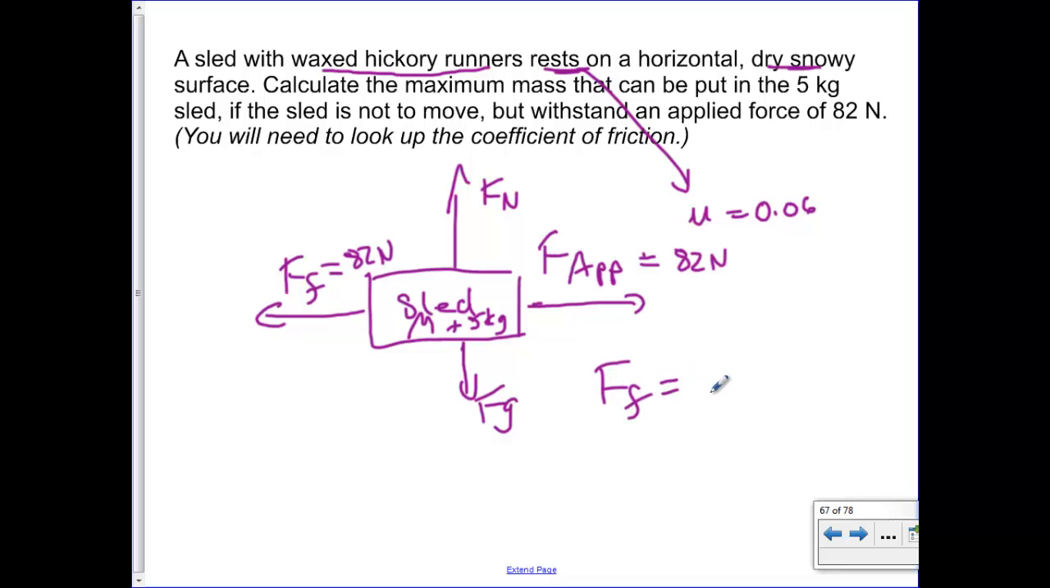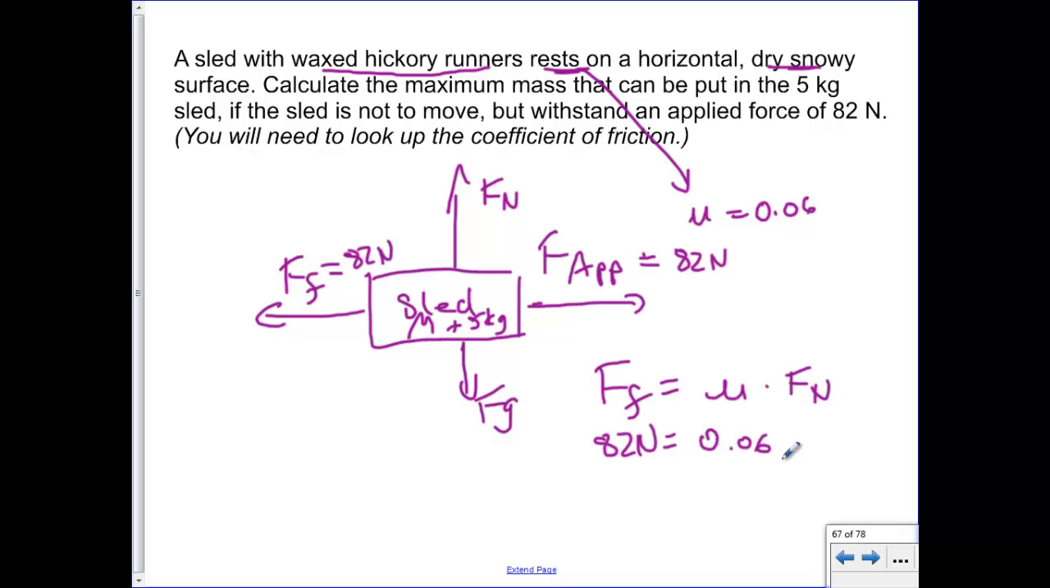The force of friction is equal to your coefficient of friction times the normal force. Can I solve for something? Sure, solve for normal force. The force of friction would be 82 newtons if it doesn't move. The coefficient of friction we looked up. But just so you know, if I don't give you the coefficient of friction, you have to solve for it. Otherwise, I will give you this number normally. So we could find the normal force.